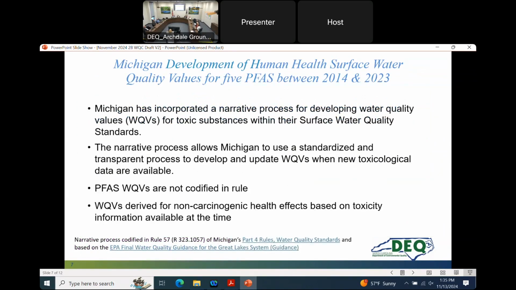How did they get to the screening values that they're using? How did they come up with these water quality values? Well, they incorporated their narrative process for developing water quality values for toxic substances within their surface water quality standards. They were not codified values, and they were derived for non-carcinogenic health effects based on toxicity information available at the time.